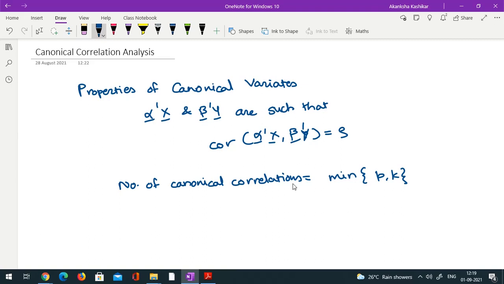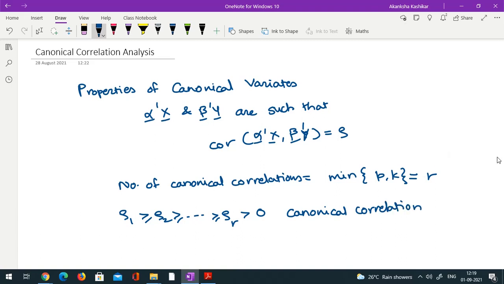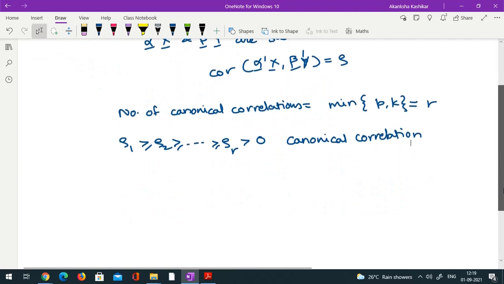Then in that case, let me denote the canonical correlations by rho 1, rho 2, to rho R, where let me call the minimum of p and k as R. So rho R is strictly greater than 0. These are the canonical correlations, and for every canonical correlation we will have one pair of canonical variates. Why? Because we will have one linear combination for which the correlation will be this, correct?